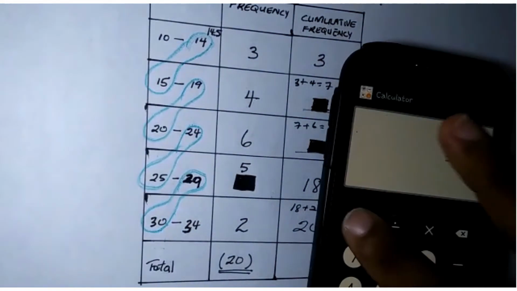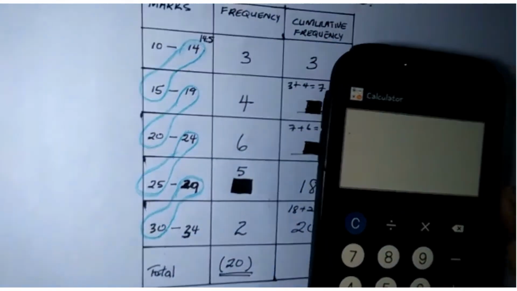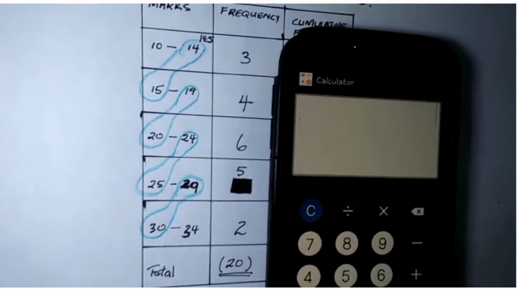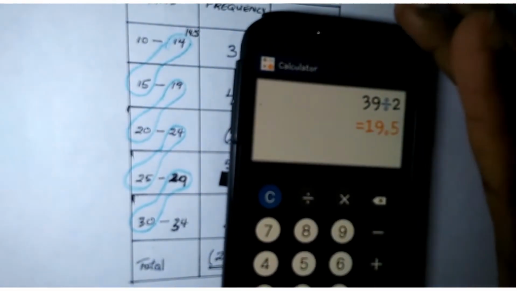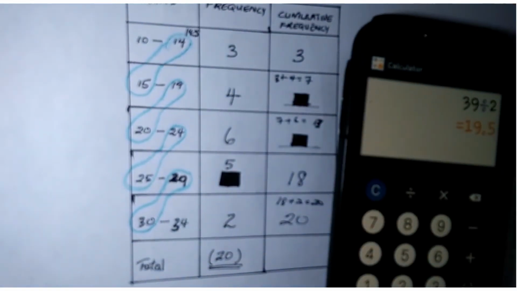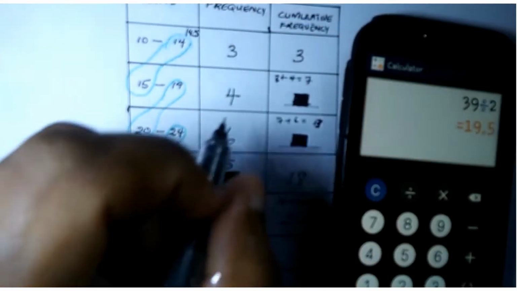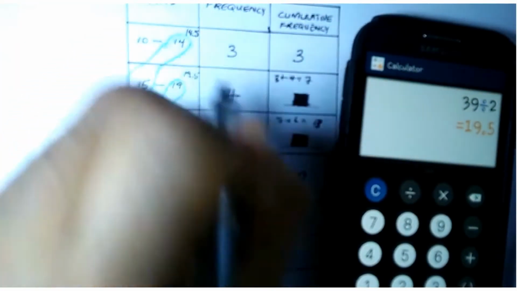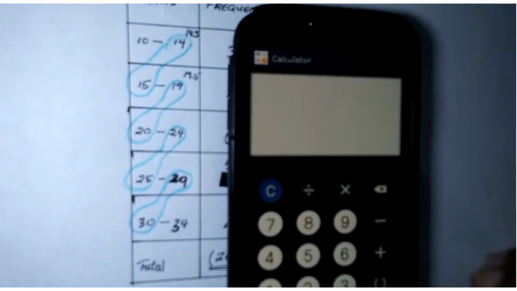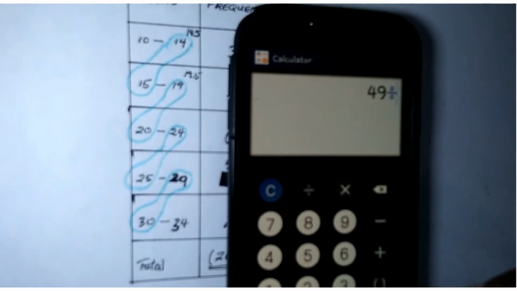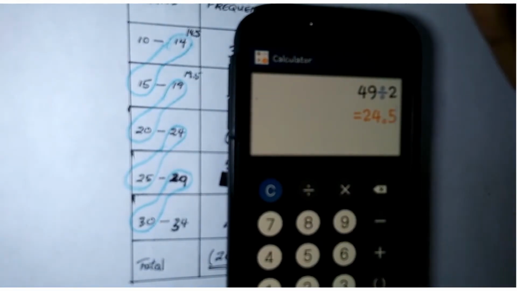Second class now, 19 plus 20, see it on my calculator, 19 plus 20 equals 39, and then we're going to divide that by 2. See, 19.5. I'm going to drop that right up here, so 19.5. Come again, 24 and the 25. And then what am I going to do with it? Divide it by 2. 24 plus 25 equals 49. Dividing it by 2, I get 24.5.